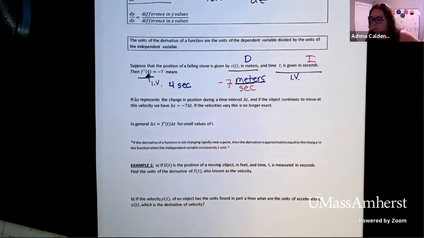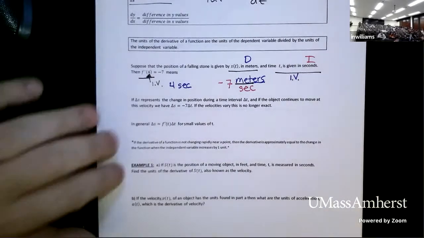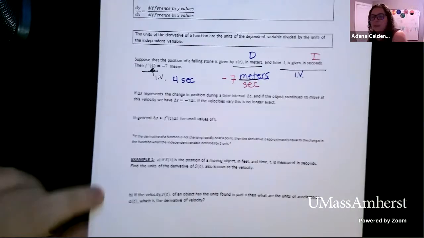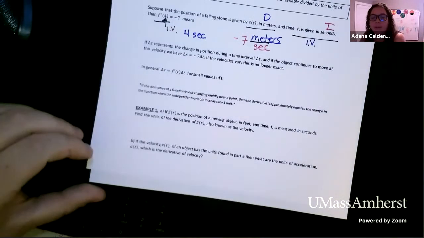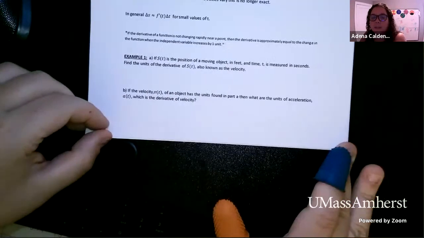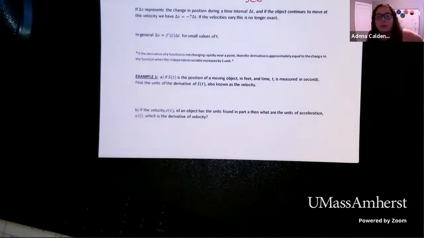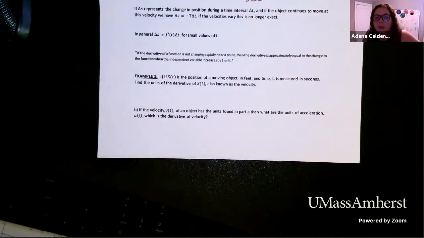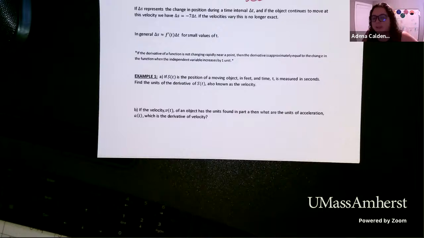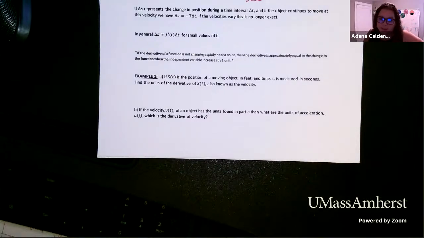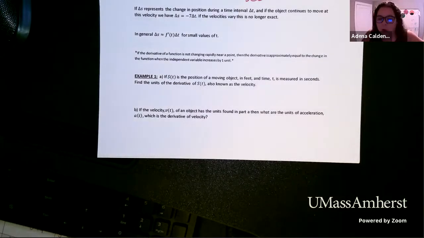Okay, so we're going to skip the statement for a few minutes until we get to tangent line approximations, because I want you to start practicing some unit applications here. Okay, so we're going to look at example 1, which is similar to the one we just looked at. So if S of t is the position of a moving object in feet, and time is measured in seconds, find the units of the derivative of S of t, which we also call velocity. So the derivative of position is called velocity.